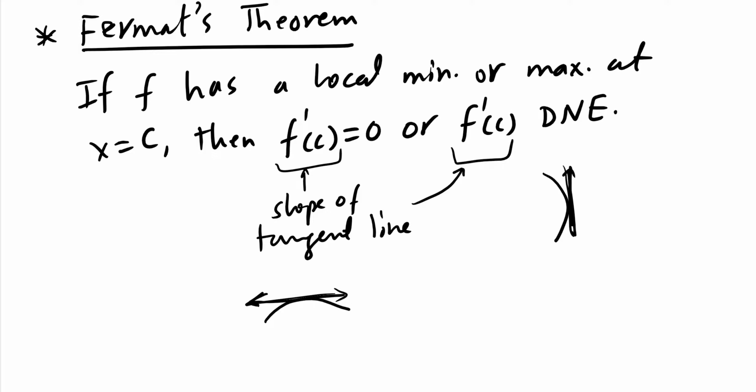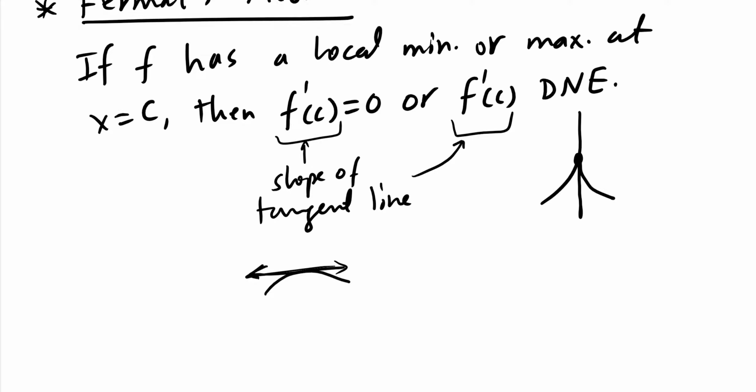That's not exactly a function, but you have a vertical tangent. Or there's maybe a cusp or something like that. Something like this. That's a vertical tangent. So that's what does not exist means. Again, you need to know that f prime at c represents the slope of the tangent line of the function f at x equals c. So if there's a local min or max, one of these two conditions must occur.